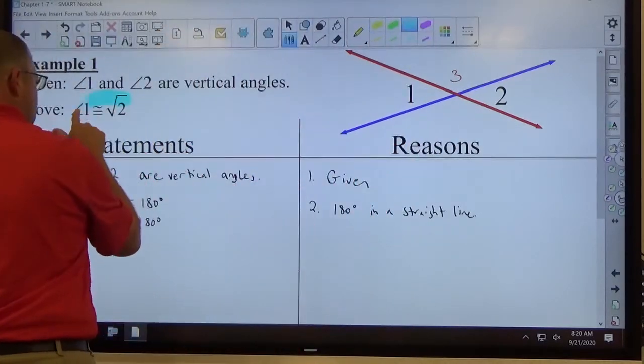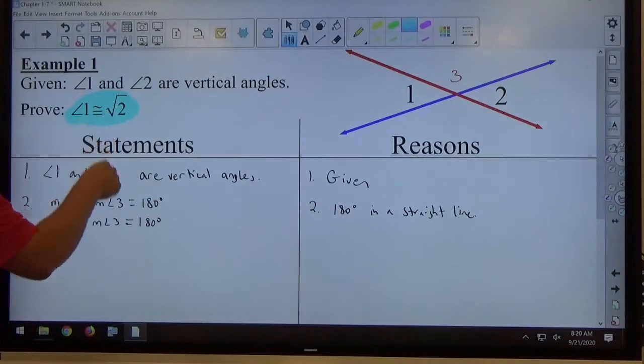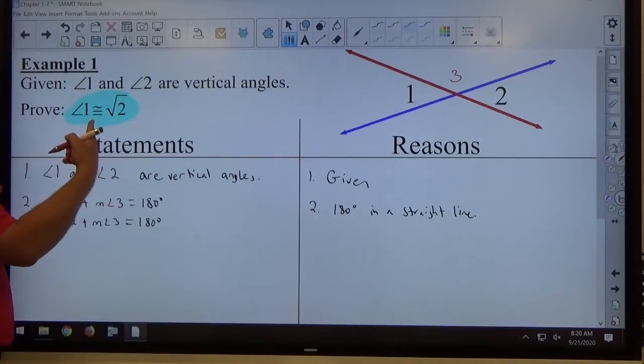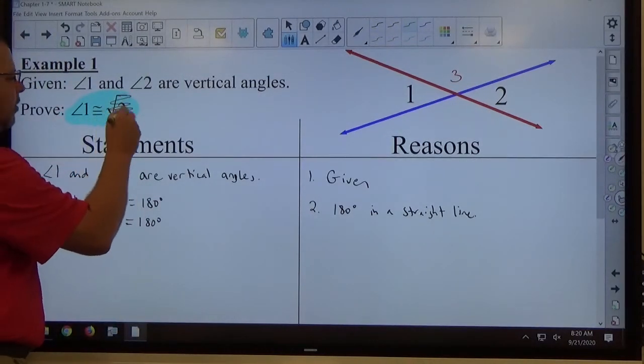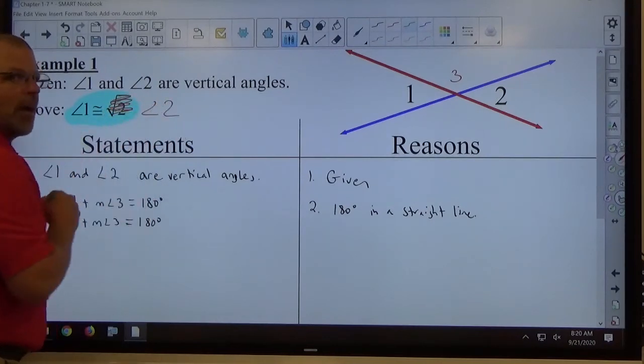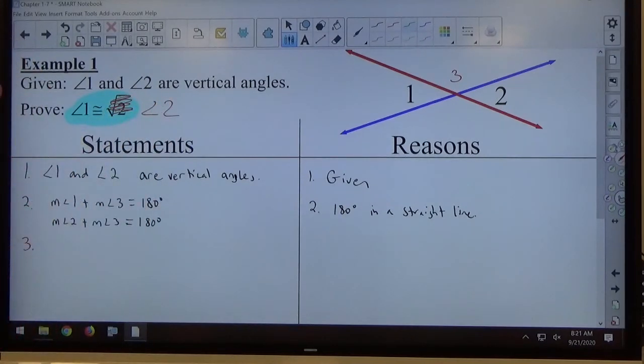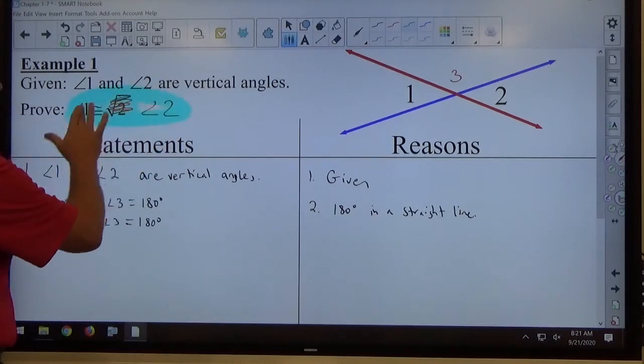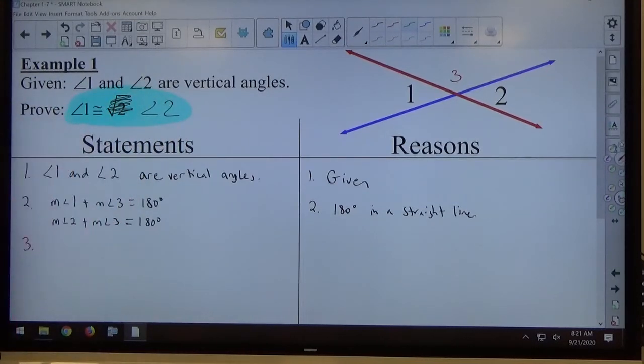When you're trying to prove a congruence or equality, and that should say angle 2, not square root. Does yours say square root of 2? No, mine's the same. It should say angle 2. I don't know. My math editing software must have been going haywire the day I made this up. Anyway, angle 1. Whenever we're trying to prove an equality or congruence, the substitution rule is going to be used quite often.